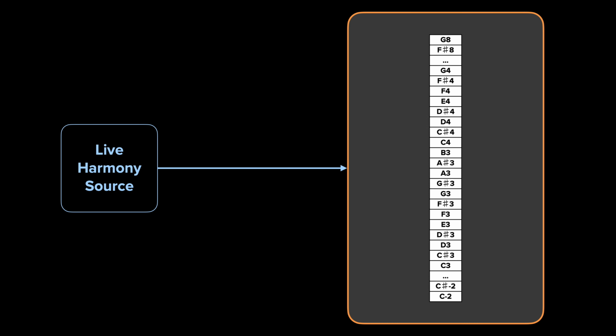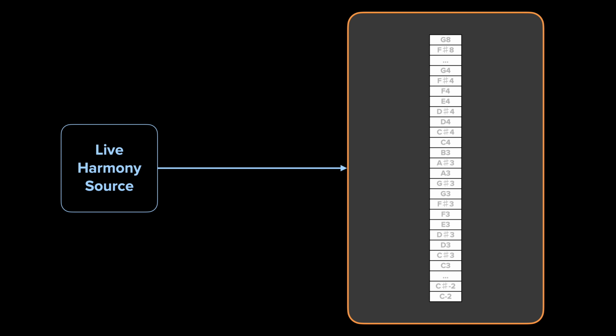Initially, before the first message has arrived, every note is inactive, which I'll represent by dimming the notes. Whenever a note-on or note-off message arrives from the live harmony source, Harmonize first updates the table to record the new state of the note. A note-on message leaves the note active. A note-off message leaves it inactive. After Harmonize updates this table, the rest of the steps are identical for both note-on and note-off messages.